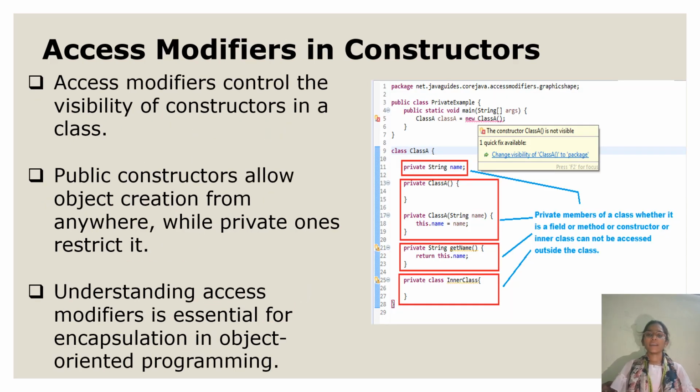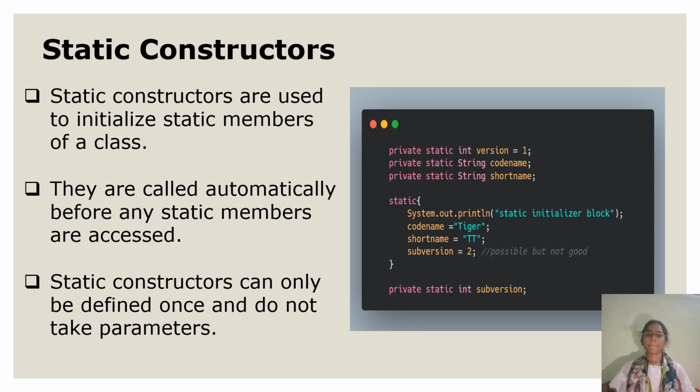Access modifiers in constructors. Access modifiers control the visibility of constructors in a class. Public constructors allow object creation from anywhere, while private ones restrict it. Understanding access modifiers is essential for encapsulation in object-oriented programming.